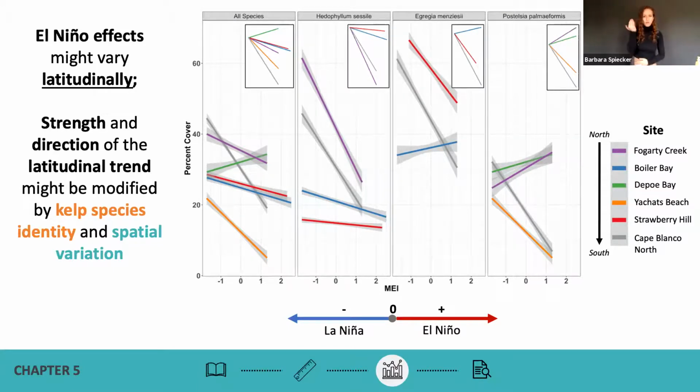Now you can see Egregia responded similarly, but the panel to the left of that shows Hedophyllum, and that was an exception. The cover of this kelp decreased the most at the two far ends of that latitudinal gradient, so at Cape Blanco North at the far south end and Fogarty Creek at the far north end. Why this divergent pattern? Well, this is likely explained by some missing data in the 97-98 data set in the years after that El Nino event at both Fogarty Creek and Cape Blanco North. And so that ended up skewing the trend toward the 2015-2016 data.